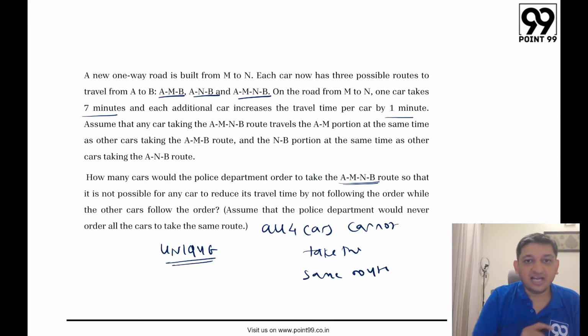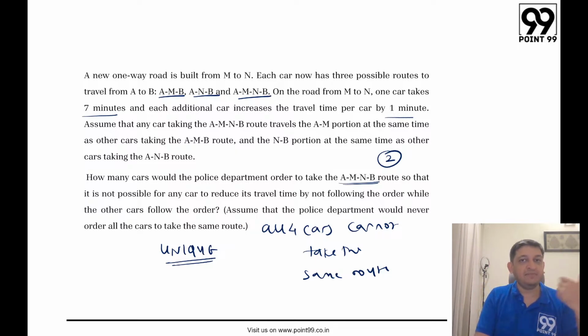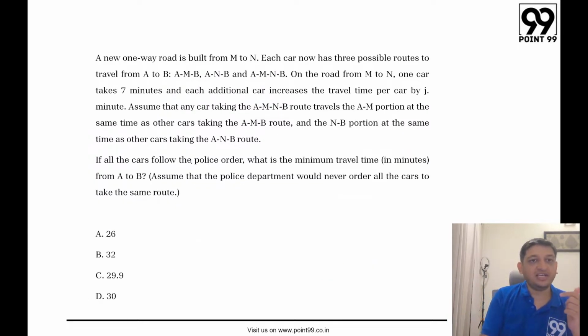Okay? So the answer to this question, how many cars would the police department order to take the AMNB route? The answer will be 2. So 2 cars will be taking the AMNB route. One car will be AMB, one car will be ANB. And for this question, if all the cars follow the police order, what will the minimum travel time be? We saw it will be 32 for each of the 3 routes that are there. So the correct answer here is option B, that is 30.